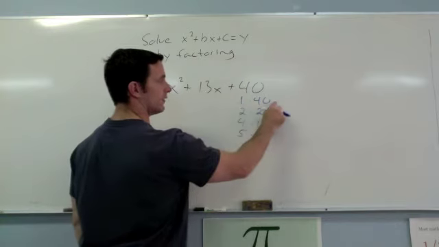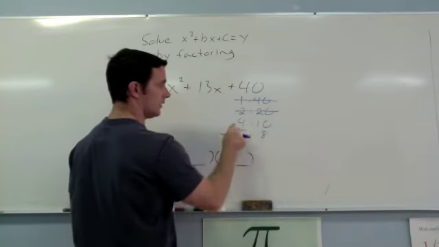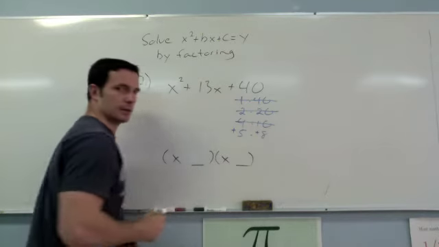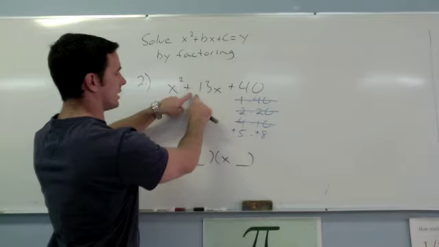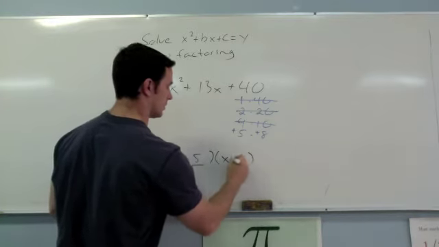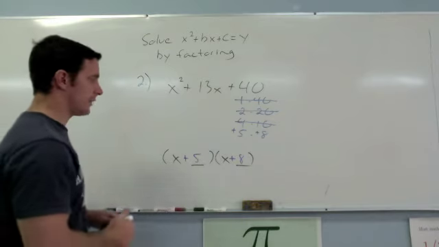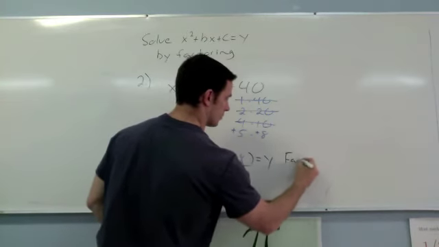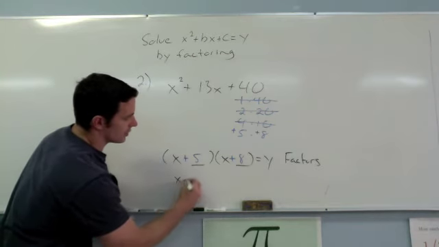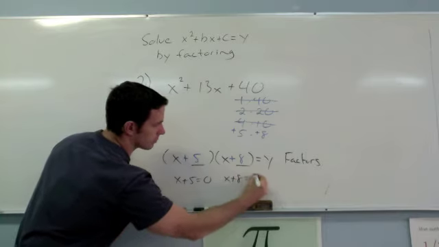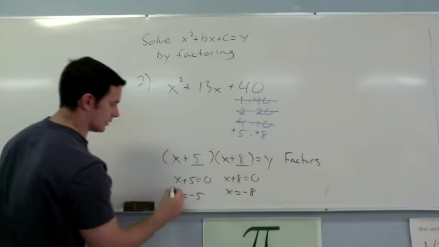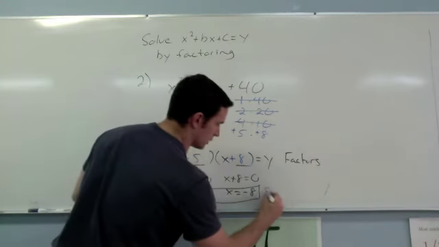So, 1 and 40? No. 2 and 20? No. 4 and 10? No. 5 and 8? Yes. If I have a positive 5 and a positive 8, when I add those together, positive 13. When I multiply them, positive 40. So this will be plus 5 and plus 8. From there, I have found my factors. Now let's go ahead and solve it. Take each binomial, set it equal to 0. So then x equals -5, x equals -8. So here are my solutions.